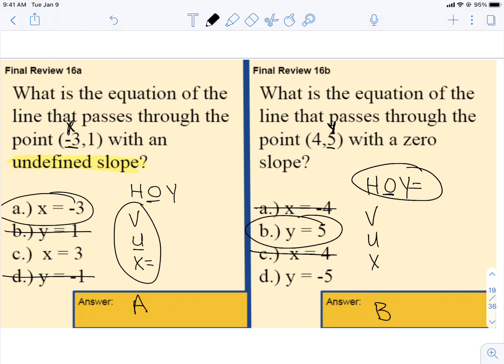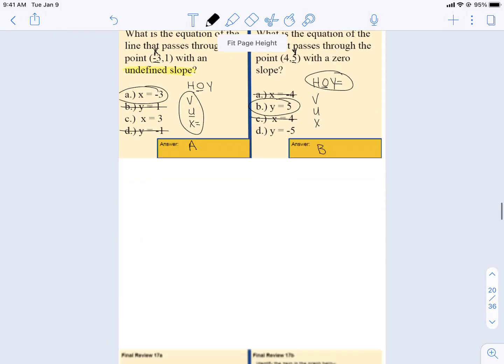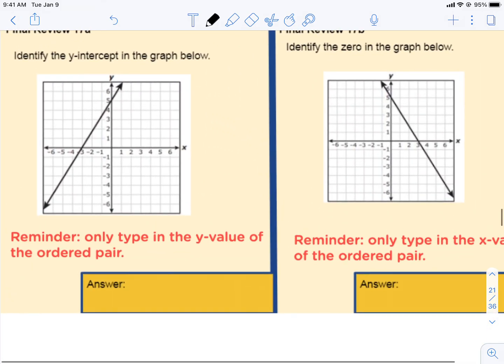Looking at the next question. Identify the y-intercept of the graph below. In red it says, reminder, only type in the y value of the ordered pair. Not too bad. So the y-intercept crosses the y-axis, which means my point's right here. If we needed to write it as a point, it'd be 0, 5, but it tells us to just write the y value, which is just positive 5.